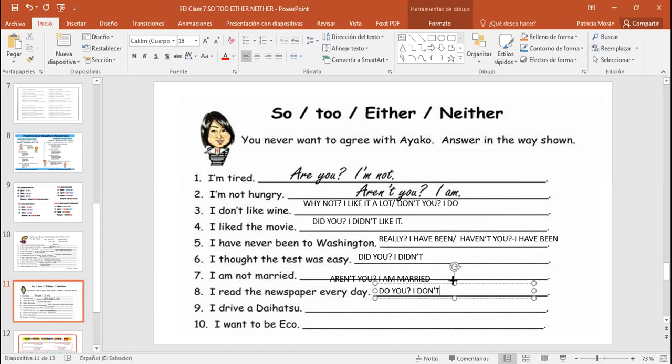Okay, I drive a Daihatsu. Again, ¿verdad? Do you? I don't. Y le puede agregar otra cosa. I drive a Toyota. Okay, I want to be eco-friendly or ecological or green. Really? I'm not. Yeah, really? I'm not.